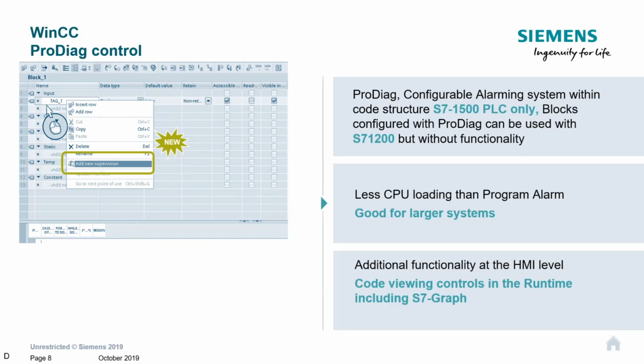Some of the key benefits of utilizing ProDiag over PLC alarms. Now, PLC alarms are S7-1500 only, as is ProDiag, as you can see on screen. The difference with ProDiag is if you've got supervisions defined and you want to use that function block in a 1200 PLC, it will allow you to do so. It will just strip out the functionality, so that your code is transferable between the two PLC platforms, whereas with program alarms, you would have a problem there and you wouldn't be able to compile your software.